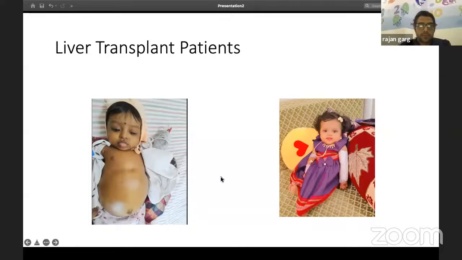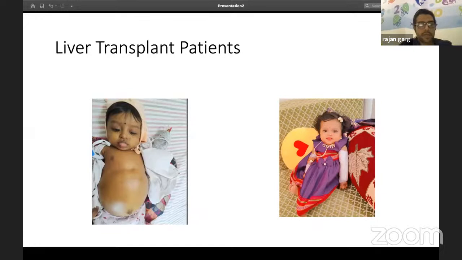This is one of the patients, Hiranya. This is a case of biliary atresia. The picture on the left shows the patient's condition pre-operatively, and the picture on the right shows the patient's condition post-operatively. It's very easy for anyone to see the difference between the two photos, and this is how liver transplant patients behave immediately after the transplant.